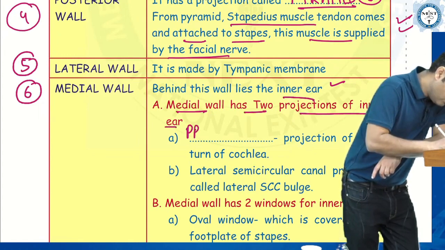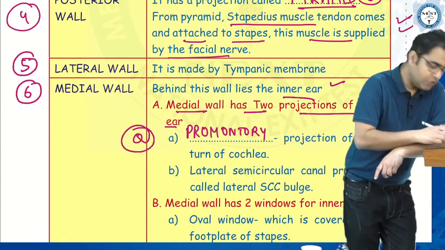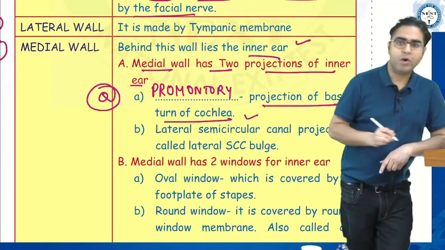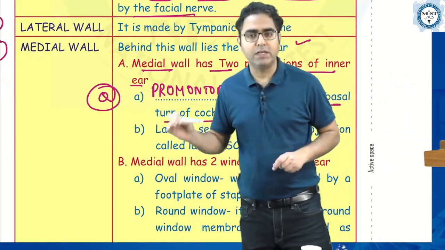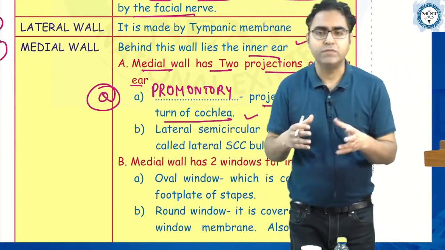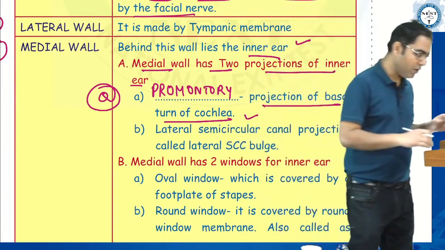MCQ: promontory. Promontory is the projection of the basal turn of the cochlea. You know the cochlea, the inner ear, that creates a projection. Which part of the cochlea? The basal turn of the cochlea.